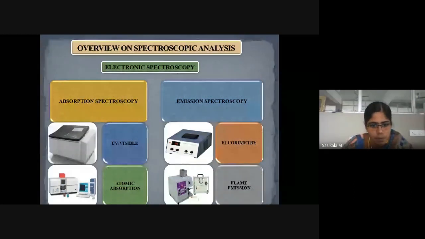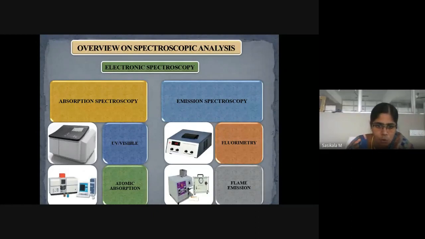Under absorption spectroscopy, there are two categories, UV visible and atomic absorption. This absorption is again divided into molecular level spectroscopy and atomic level spectroscopy. Under molecular level, it is known as UV visible spectroscopy. So molecules will absorb UV or visible radiation at molecular level. If you take the whole molecule, it will absorb the radiation. That absorbed radiation is analyzed qualitatively and quantitatively for knowing the purity of the sample.